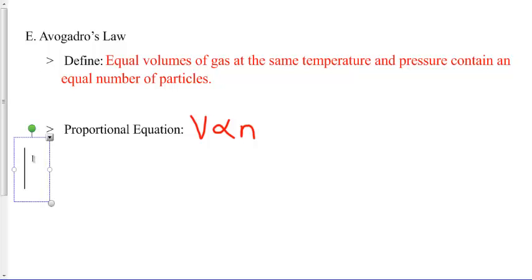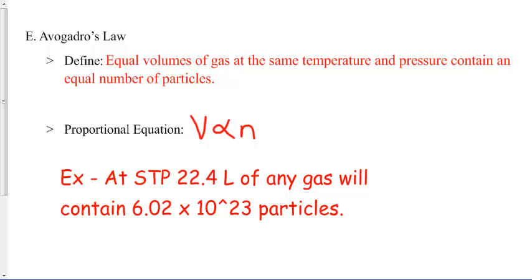An example would be if you think about what we've talked about before when we were talking about moles. At STP, that's standard temperature and pressure, and according to Avogadro's law, we want to say same temperature and pressure. So at STP, that's 0 Celsius, 1 atmosphere of pressure, 22.4 liters of any gas will contain 6.02 times 10 to the 23rd particles.